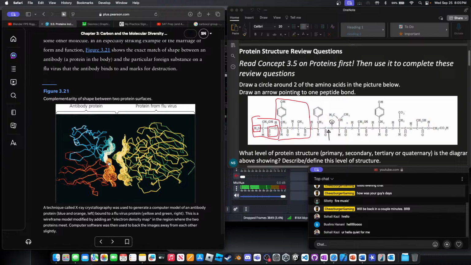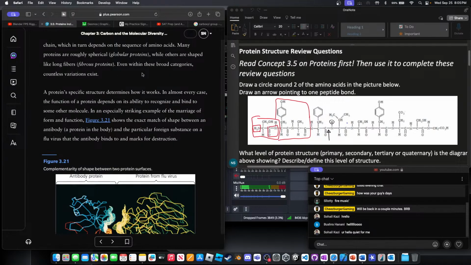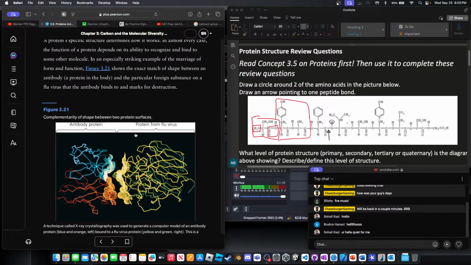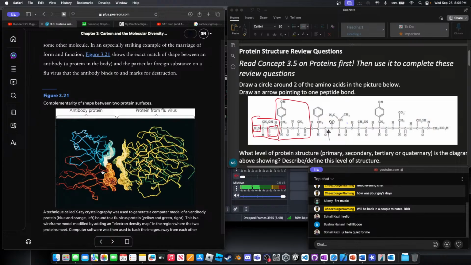So what does this say right here? Exact match of shape between the antibody. It's just the shape, I guess. The flu antibody binds to and marks for destruction. Complementarity of shape between two protein surfaces. Protein from flu virus and antibody protein.